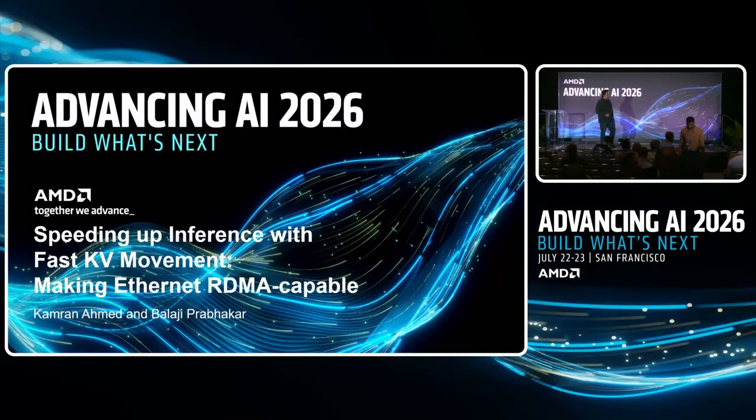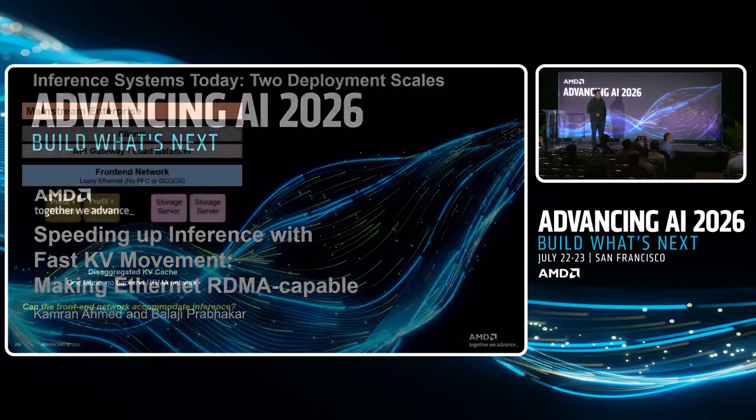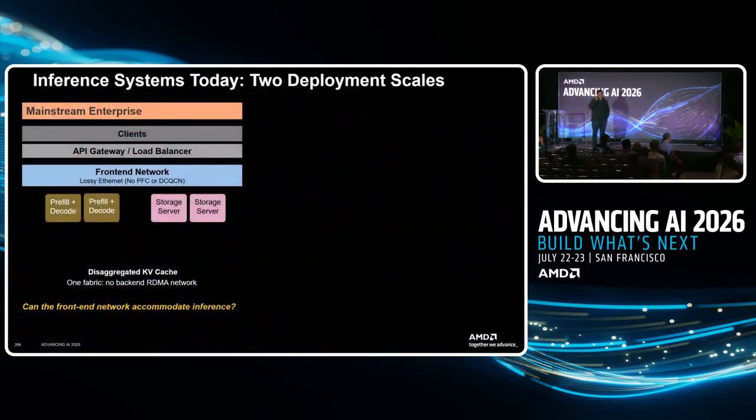So the topic is speeding up inference with fast KV movement. And how do we do that? It is to make Ethernet carry KV or make it lossless, even though inherently it's lossy.